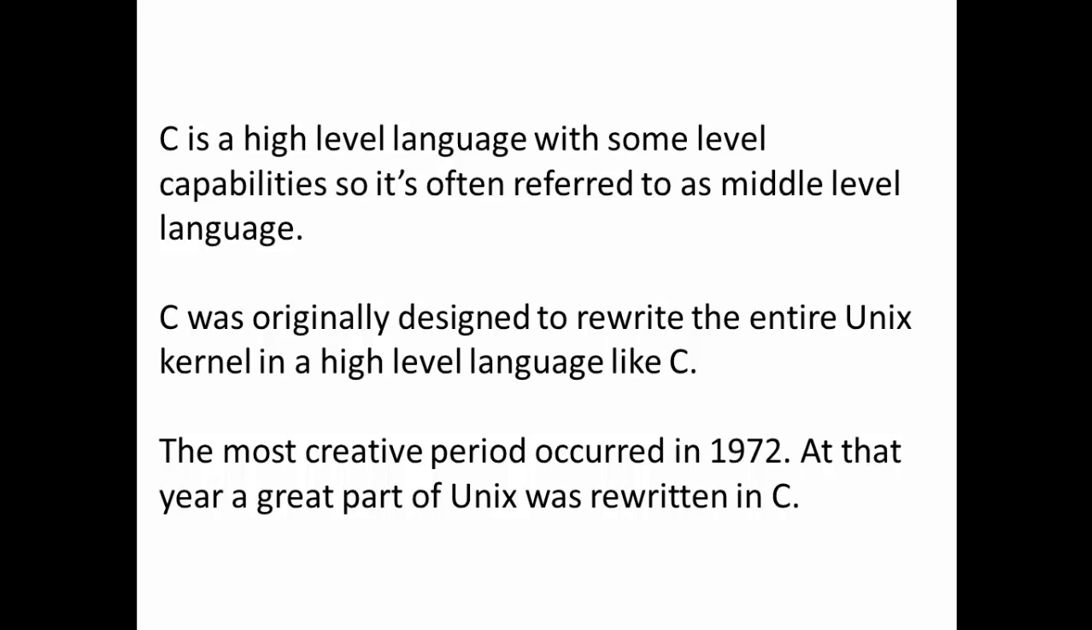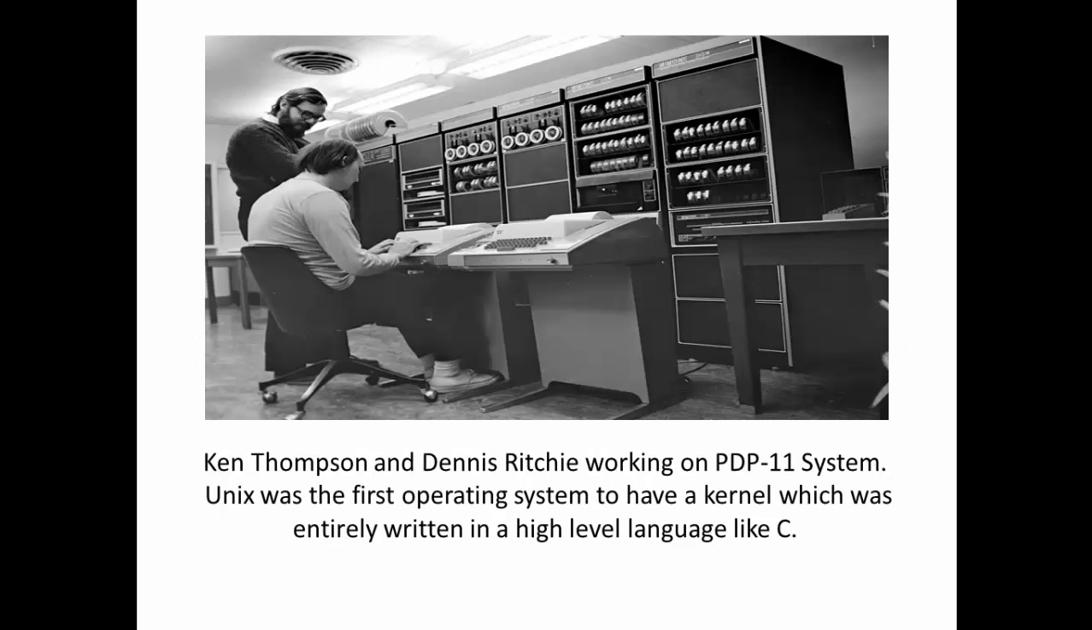Okay, so the most creative period in the development of the C language occurred in the year 1972. At that time, a great part of the Unix kernel was being rewritten in the C programming language by Dennis Ritchie and Ken Thompson, another scientist at AT&T Bell Labs. This is a pic of Dennis Ritchie and Ken Thompson working on their PDP-11 system.